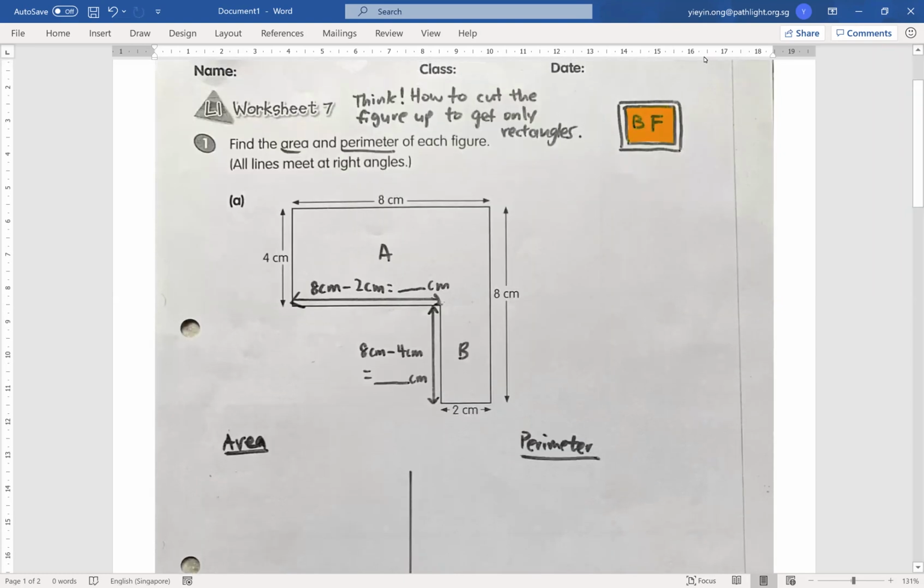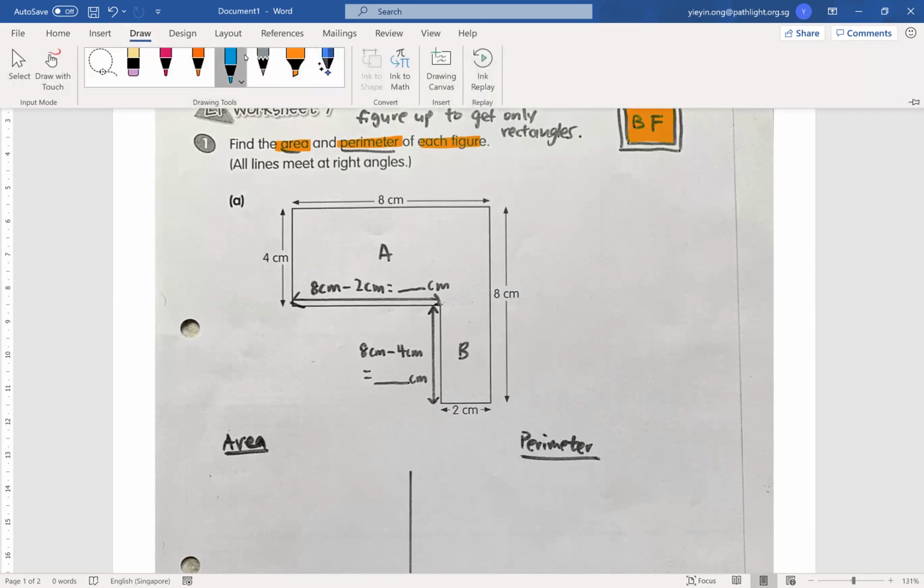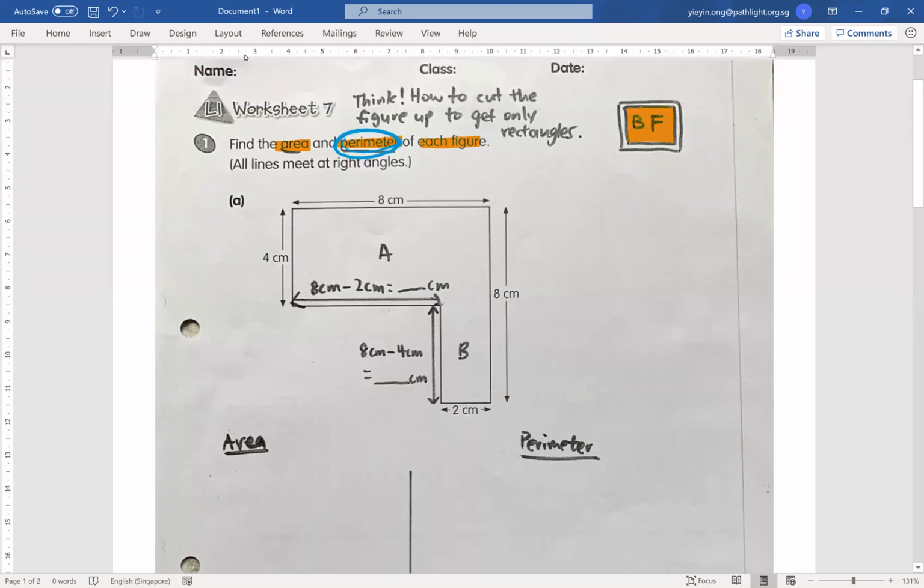Question 1 says find the area and perimeter of each figure. Before we start, let us recap that to find perimeter means that you walk one round. Imagine that you're walking from the top left. You walk one round around this composite figure, back to the starting point, the X, the big cross. Here you will have your perimeter.